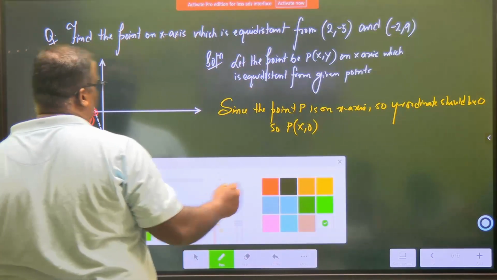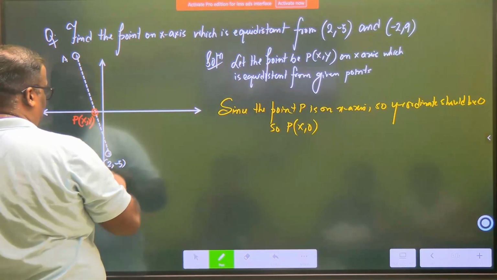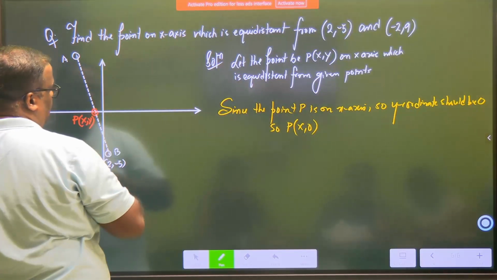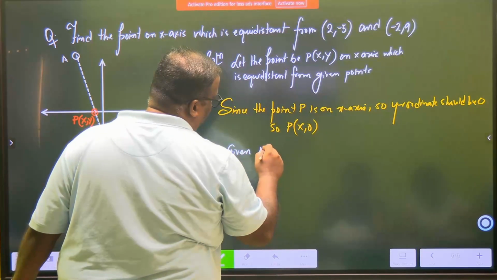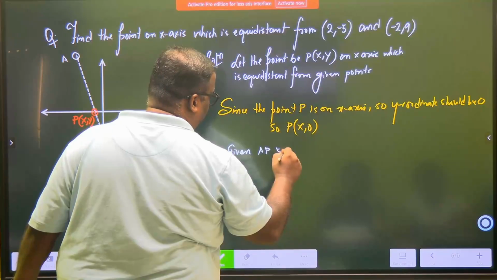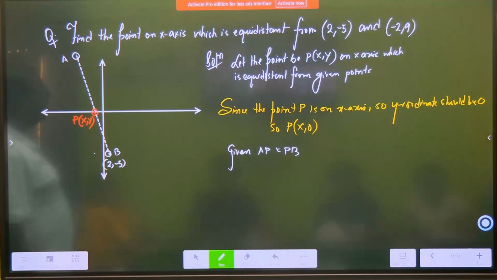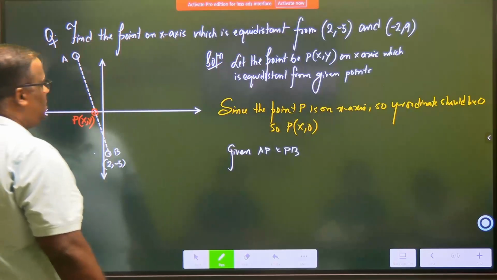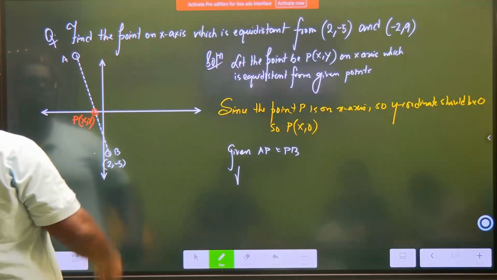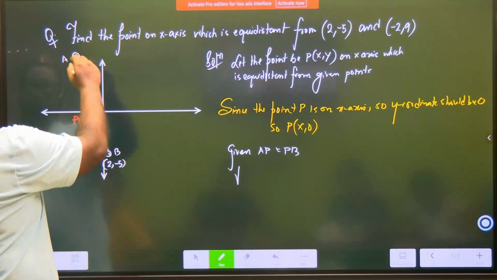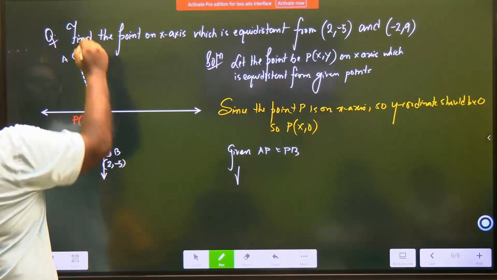So let's start now. Let the points be A and B. ये दो point हो A और B. Now, given PA is equal to PB. Can you calculate what is PA? Let's calculate what is AP. A का point क्या है बेटा? A is (-2, 9). ठीक है ना?